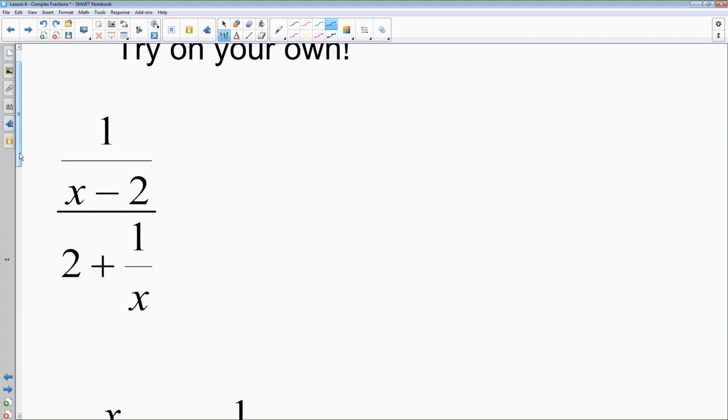So here's the next one. Notice the numerator is already one fraction, but the denominator is not. So we want to get a common denominator. That common denominator is going to be x.